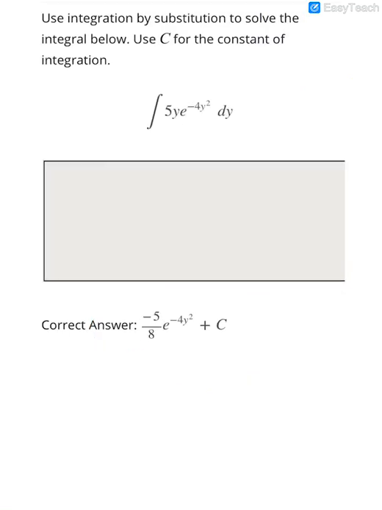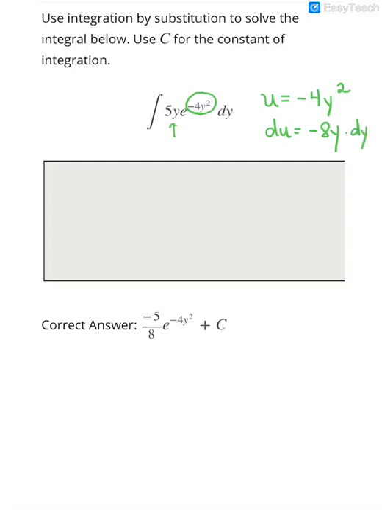Okay, so in this next example, what I quickly notice is that the y here is a form of the derivative of the power here. So my u value will be the negative 4y squared. It's typically your higher power. And so with that, the du would then become negative 8y, and then we would say times dy.